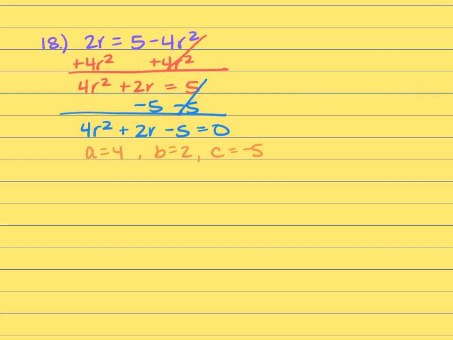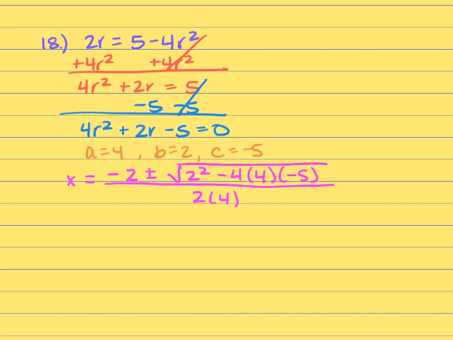So we're going to plug these in. x is equal to negative 2 plus or minus the square root of 2 squared minus 4 times negative 5 all over 2 times 4. From here, if I simplify, I'm going to have x is equal to negative 2 plus or minus the square root of 4. Negative 4 times 4 is negative 16. Negative 16 times negative 5 gives us 80. So it's going to be a positive 80 all over 8.